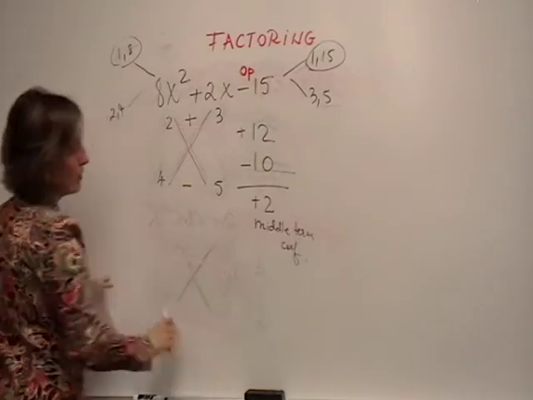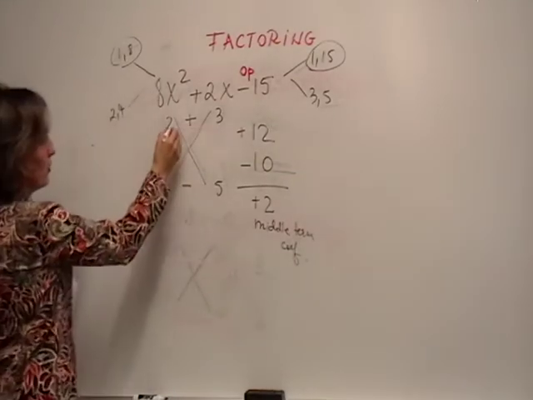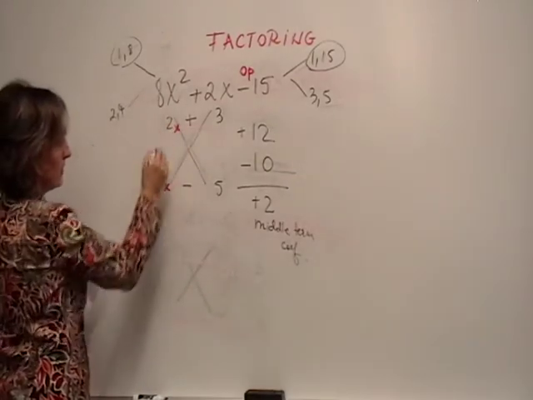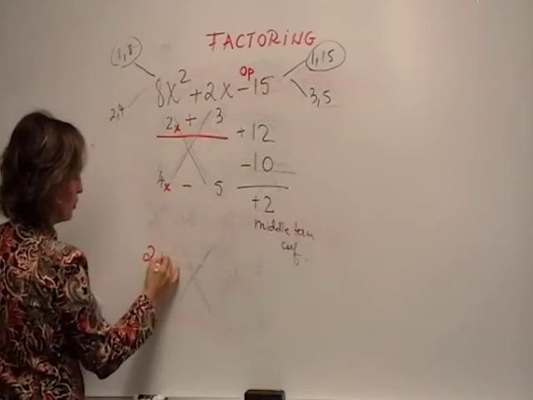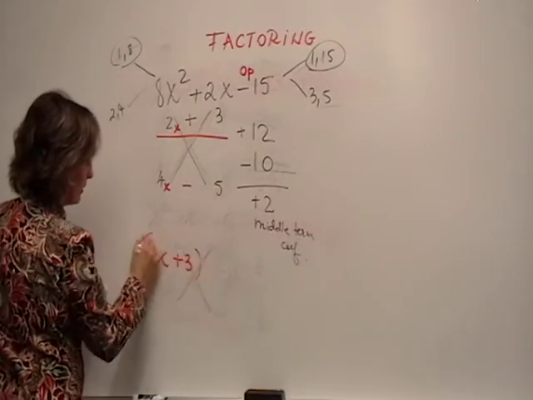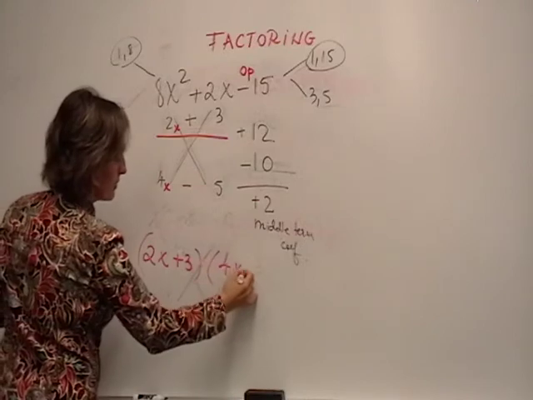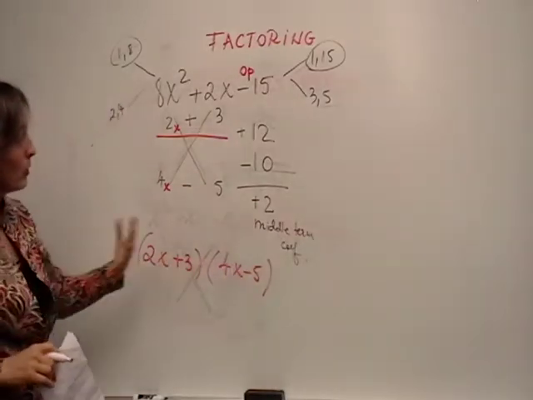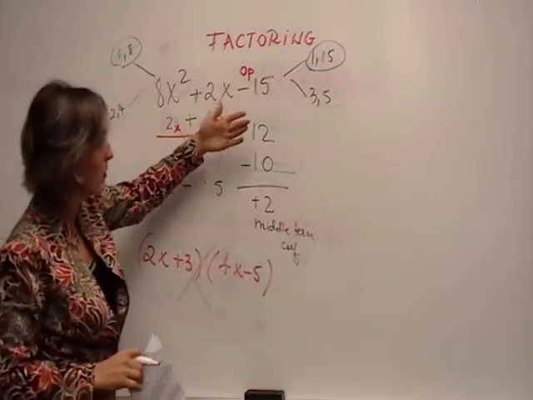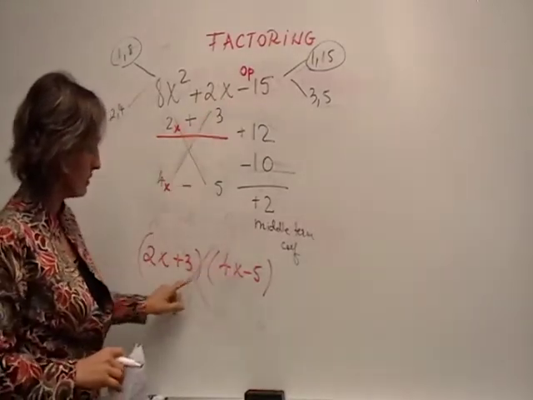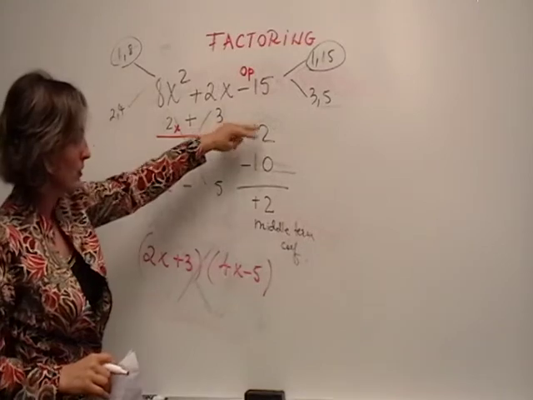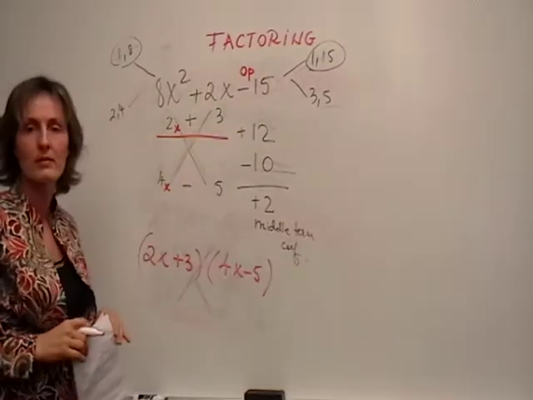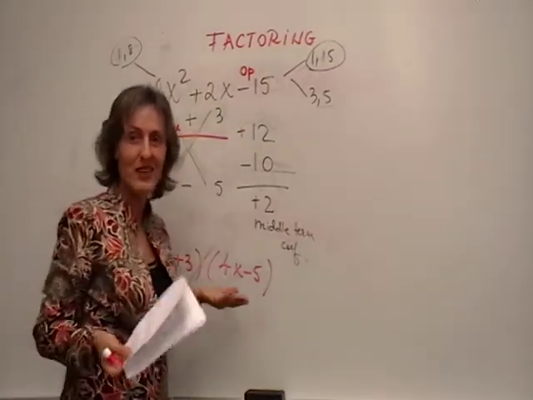So how do I write the answer? You just place an x here, an x here, and copy what you have. 2x plus 3 times 4x minus 5. And exactly as we supposed from the beginning, they have different signs, and the larger one was positive. So factorization can be really fun.